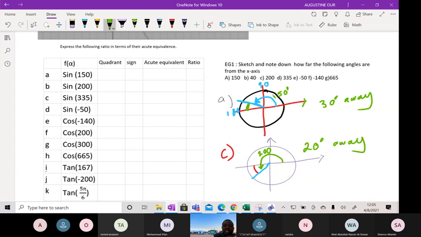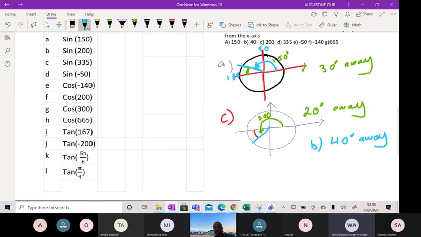B is obvious, right? B is 40, in the first quadrant. B is 40 degrees away, right? The first. Away from the x-axis. So what about D?